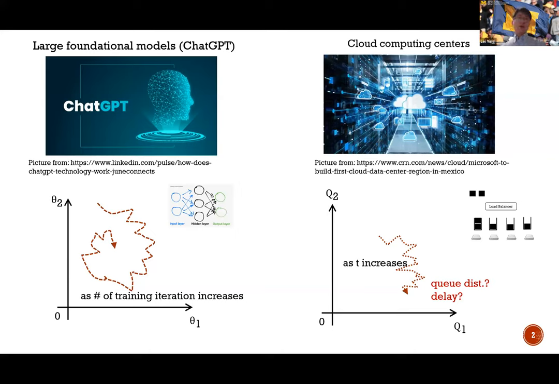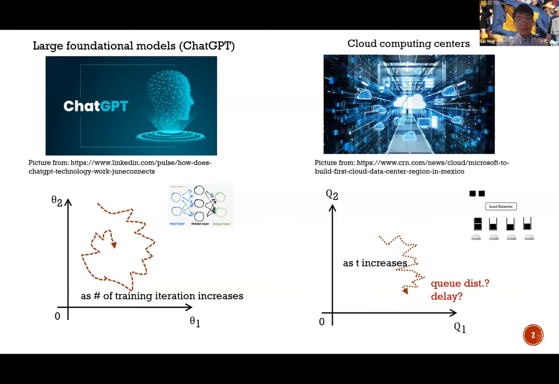Another example is, to support training of these large-scale foundational models, we need to do all the computation in a large-scale data center, like a cloud computing center, which has tens of thousands of machines. To understand the performance of these data centers, for example the latency in terms of computing, where jobs continue coming, we need to allocate these jobs to different servers. Again, we need to use tools from large-scale stochastic systems, because each server has a queue. So it's a system with lots of queues, right? What we are interested in is, when the system reaches a steady state, what's the performance of the system? What's the queue length? What's the delay, and so on, right?